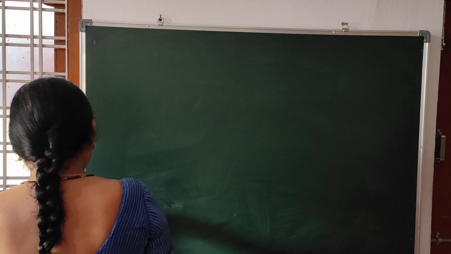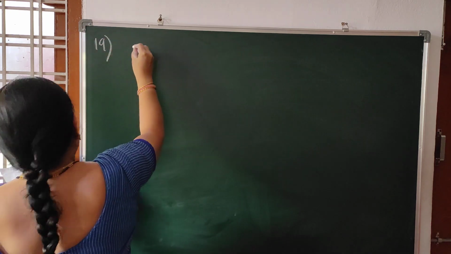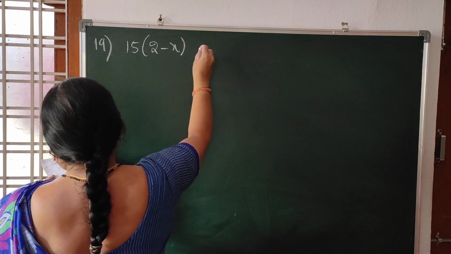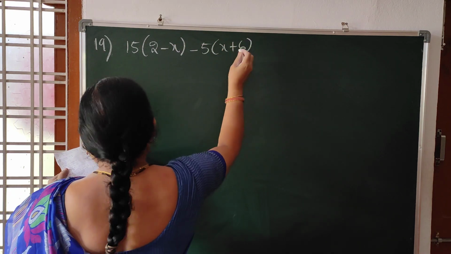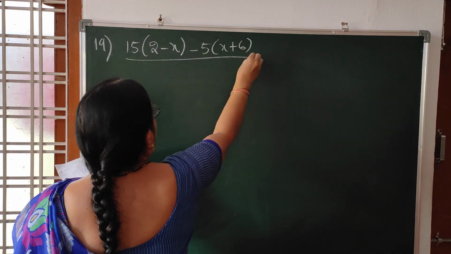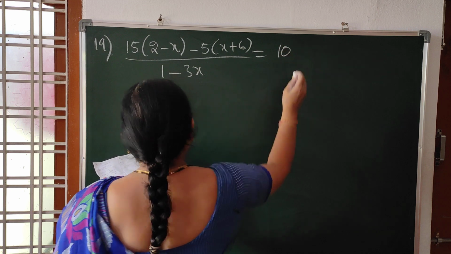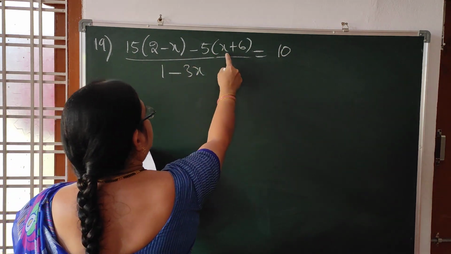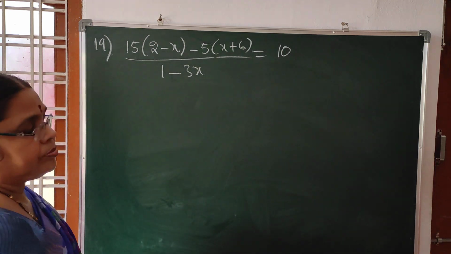Now I'll go to the 19th sum. 15 into 2 minus x minus 5 into x plus 6 by 1 minus 3x is equal to 10.